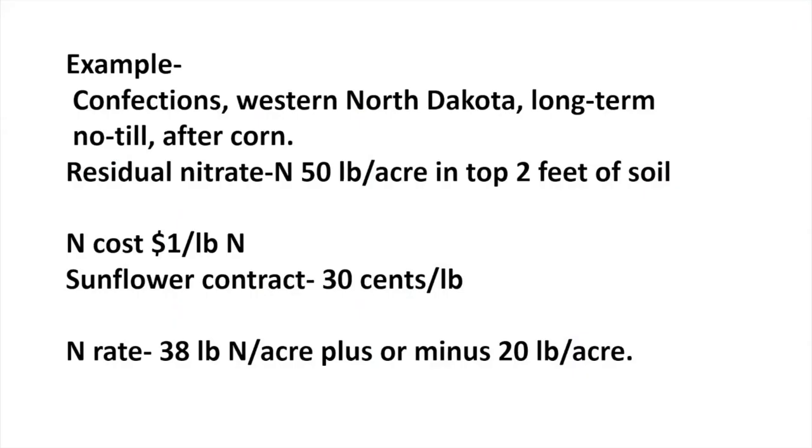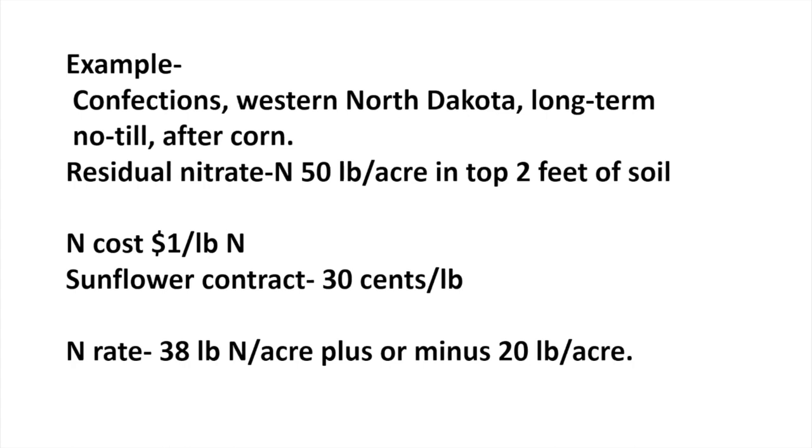So here's an example. We're working with confections, which can tolerate a little bit higher nitrogen rate than oilseed, because you're not worried about oil in this case. You're just worried about the yield. And then the residual nitrogen is 50 pounds an acre in the top 2 feet. Nitrogen cost is $1 a pound. Sunflower contracts 30 cents a pound.